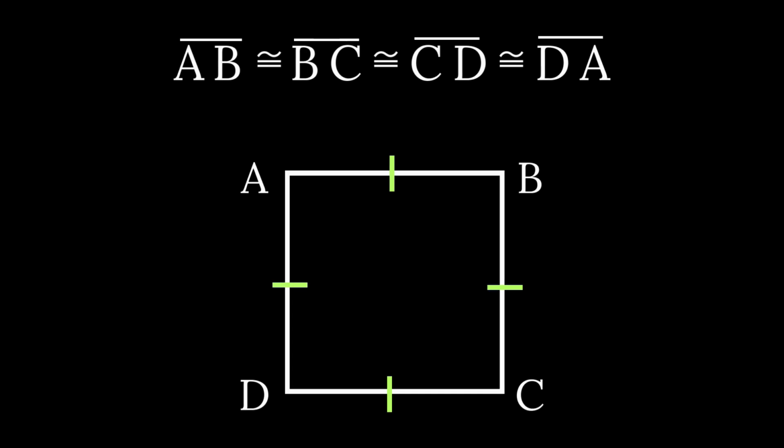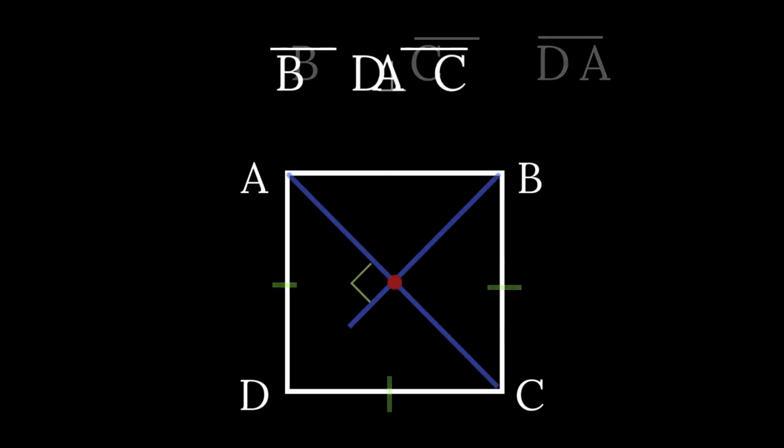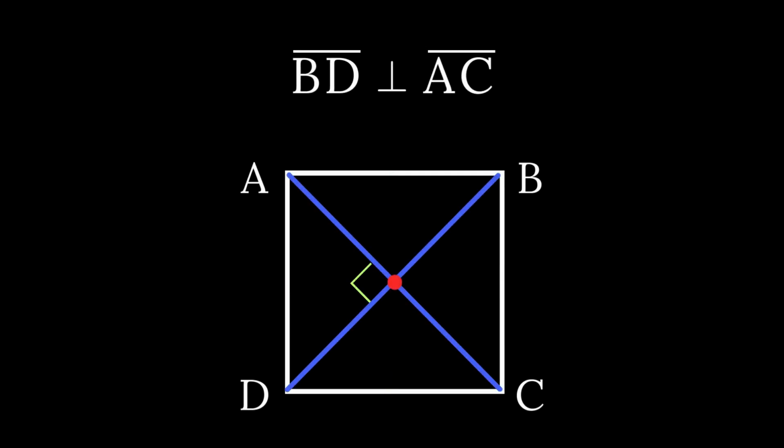The second property states that the diagonals of a square are perpendicular to each other. So with diagonals AC and BD, we can state that segment BD is perpendicular to segment AC, and also segment AC is perpendicular to segment BD.